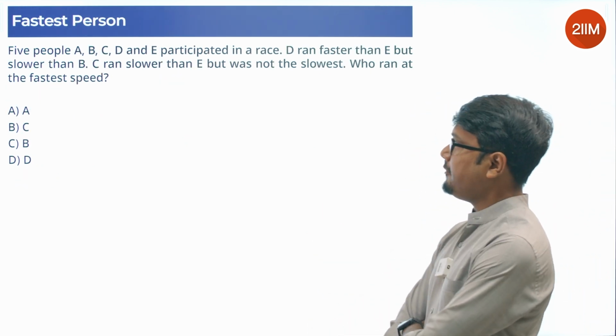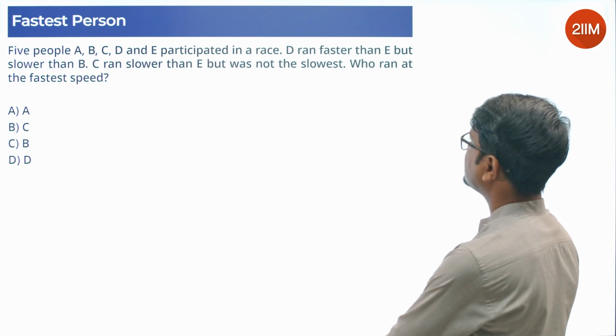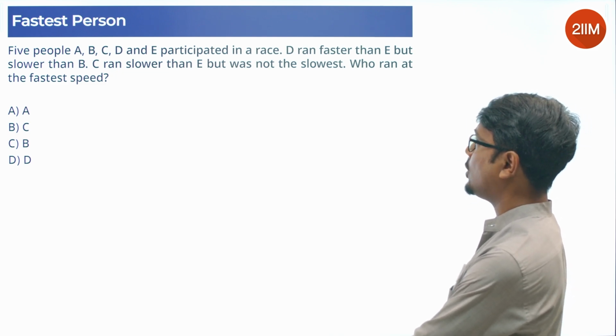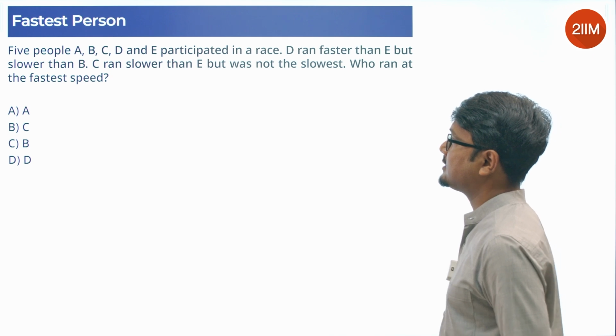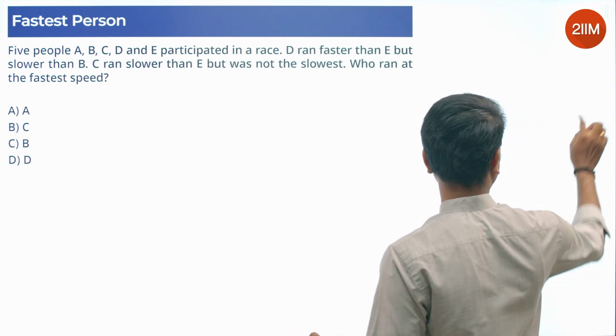Fastest person. 5 people A, B, C, D and E participated in a race. D ran faster than E but slower than B. C ran slower than E but was not the slowest. Who ran at the fastest speed? Okay, 5 people are compared. D ran faster than E.